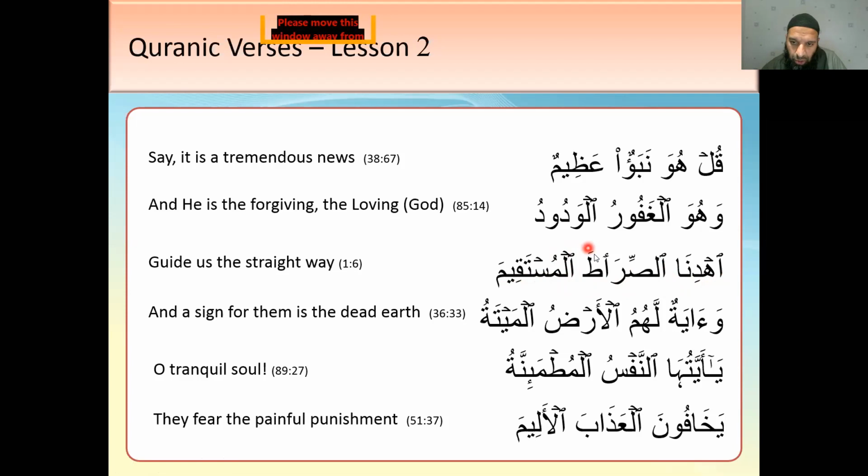So this description comes after. What case is this? As-sirata, mansub. Fantastic. And the last one is mansub as well. Only three ayahs left, inshallah.